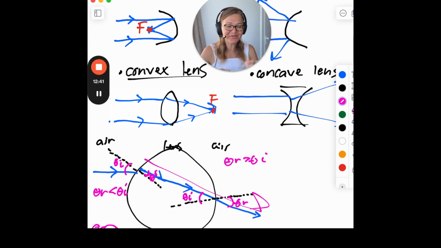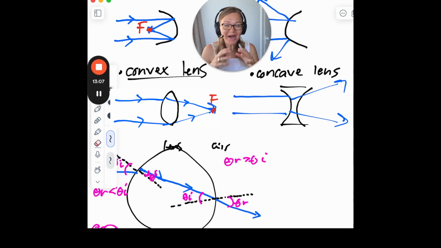It's not getting diverged. And so I'll go ahead and erase my ugly looking picture here and replace it with a picture that's a little neater. And you can pause the video and take a look if you need to.